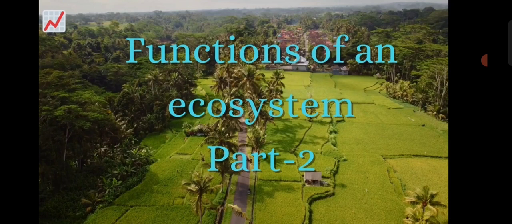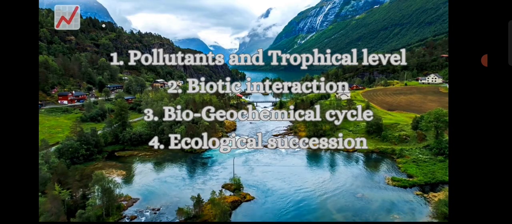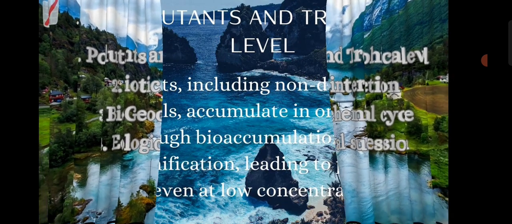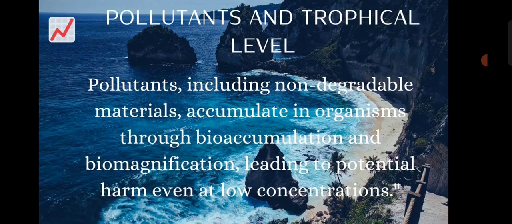As I have told you, today I am going to cover the rest of the topics under functions of an ecosystem, which are as follows: pollutants and trophic level, biotic interaction, biogeochemical cycle and ecological succession. Now coming to the first slide. Here I will be talking about pollutants and trophic level.